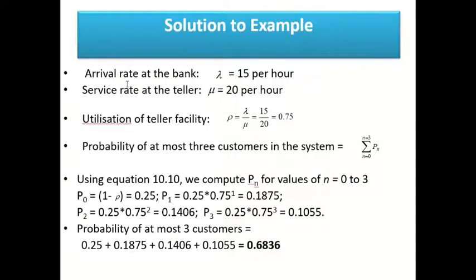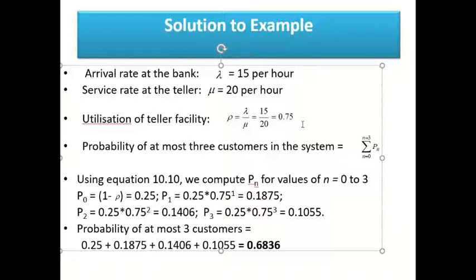As we have seen, the arrival rate is given as follows: if one customer is arriving every 4 minutes, then in 1 hour it is 60 by 4, that is 15 per hour, the mean arrival rate. Similarly, the service rate will be 20 per hour, because one customer request is being serviced in 3 minutes. So for every hour 20 customer requests will be processed on average. The facility utilization rho is given by rho is equal to lambda by mu. If we put in the values of lambda and mu, we get 0.75 as the teller facility utilization, which means that 75% of the teller facility is being utilized.